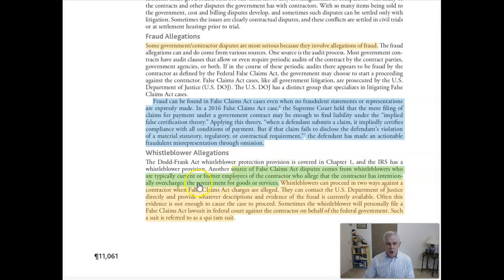Okay, so, talked about whistleblowers here. They can be current or former employees. They're alleging the contractor has intentionally overcharged the government. Now, the whistleblowers can proceed in two different ways. They can contact the Department of Justice and say, here's my information I have, and here's the evidence. And then the Justice Department might take up that case and continue with it and file the case itself. If the government says that's not enough for us to pursue the case, the individual can pursue the case in court also. That's the qui tam suit.